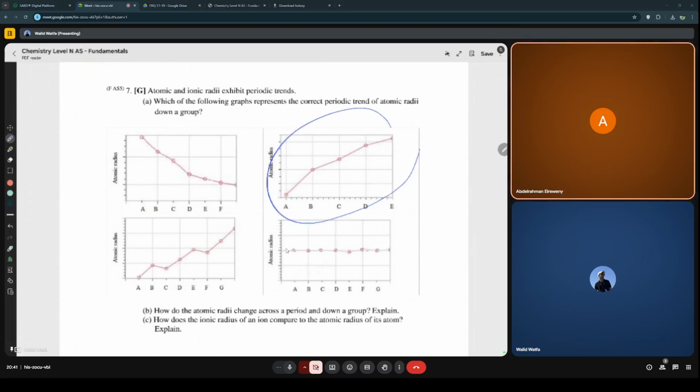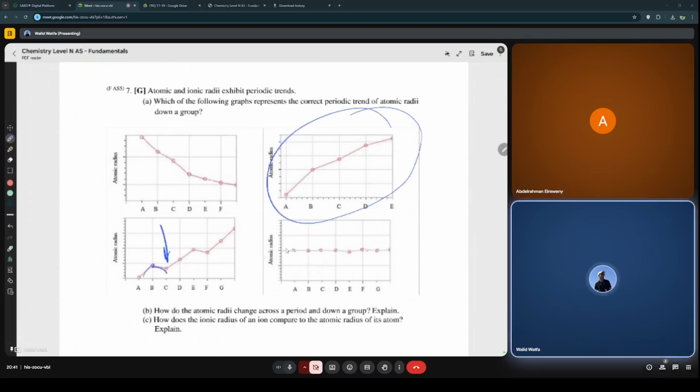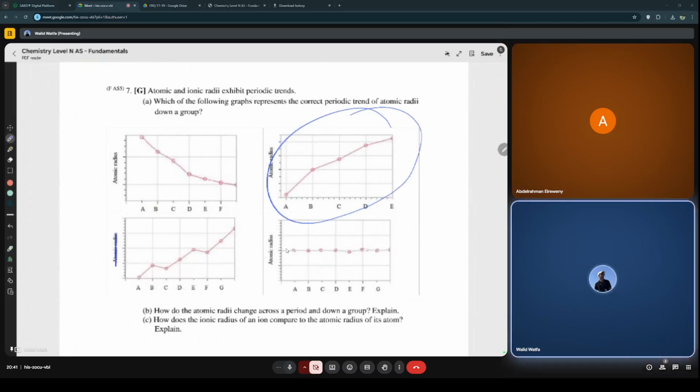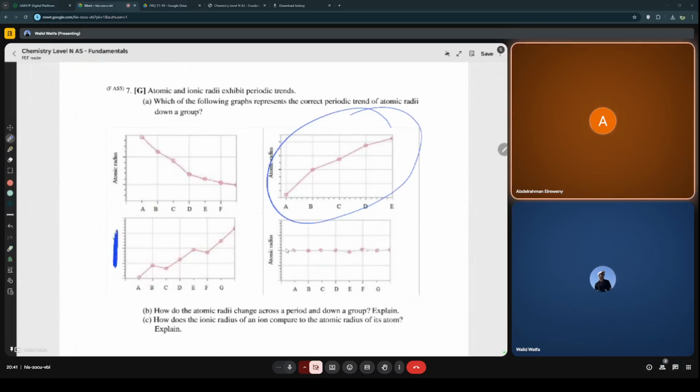Perfect. This one is something else. Why is it going up then down, and up then down? What is this trend? This is the exception trend. Is it about atomic radius? No. What is it about? Ionization energy. Perfect.